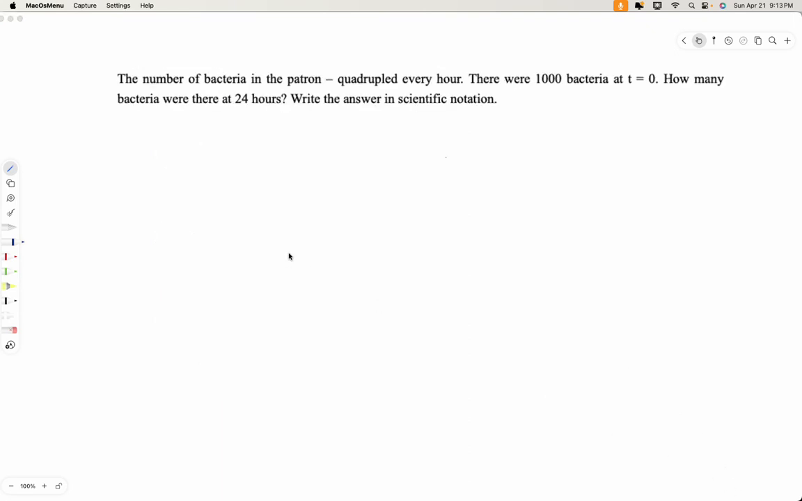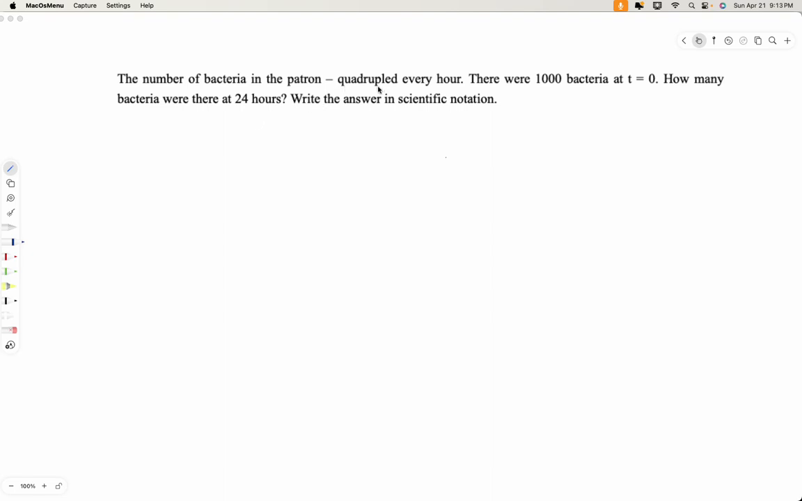All right, the number of bacteria in the Petri dish. That was the typo, autocorrect also. It quadrupled every hour. There were 1,000 bacteria at t equals 0, so time equals 0, the original amount. How many bacteria were there in 24 hours? Write the answer in scientific notation.